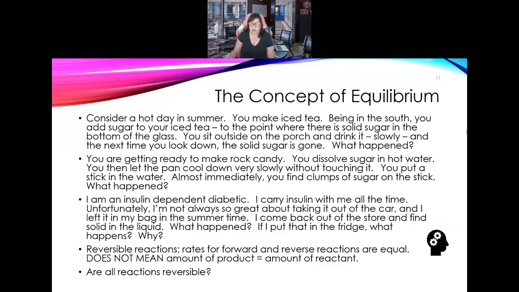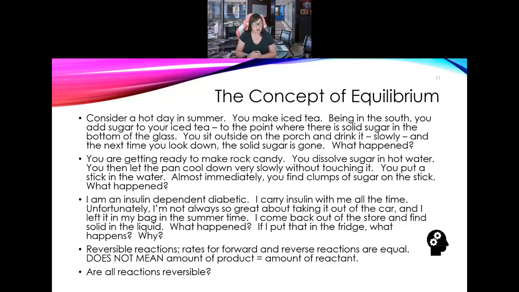So the first thing we're going to talk about is the concept of equilibrium. So I want to ask you about a couple of scenarios. Consider a hot day in summer. You make iced tea. Being in the South, you add sugar to your iced tea to the point where there is solid sugar in the bottom of the glass. You sit outside on the porch and drink it slowly. The next time you look down, the solid sugar is gone. What happened?